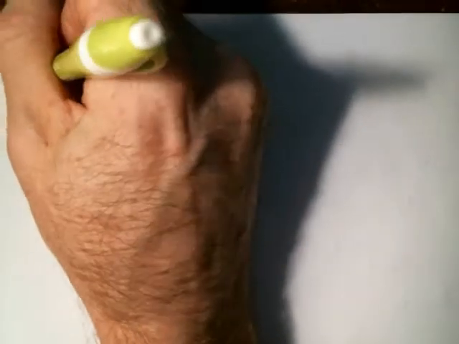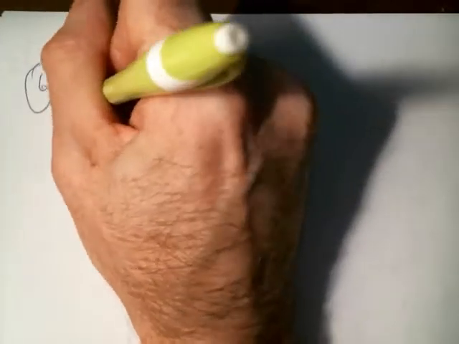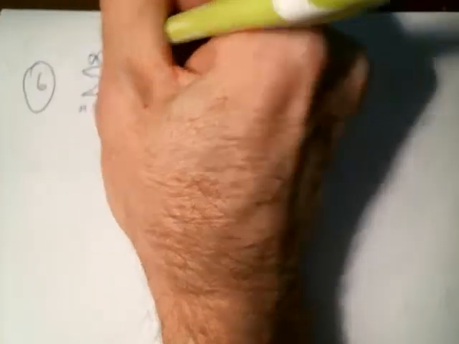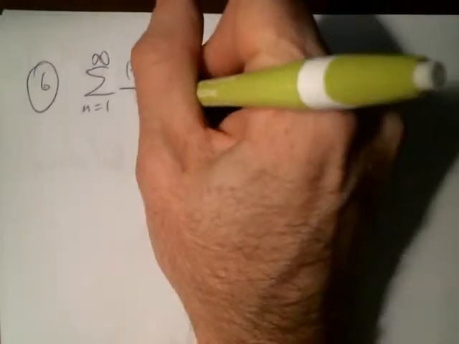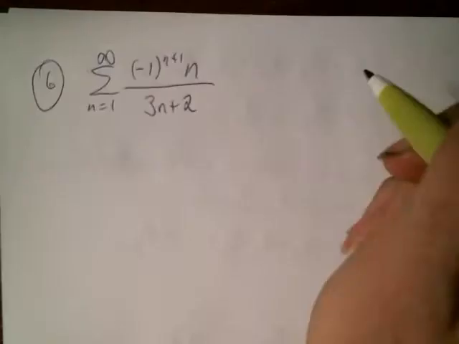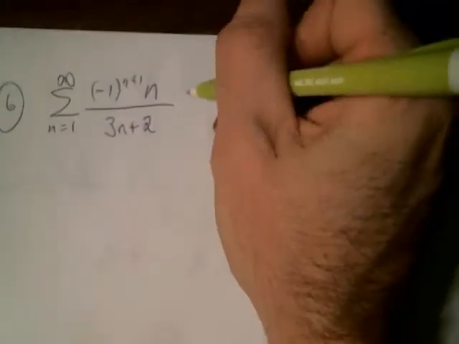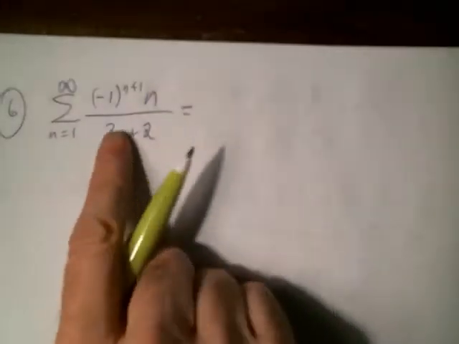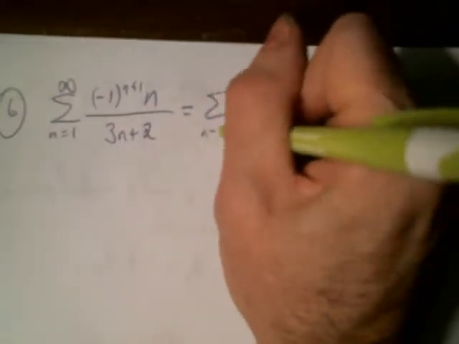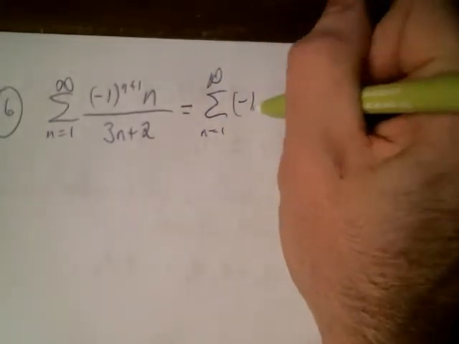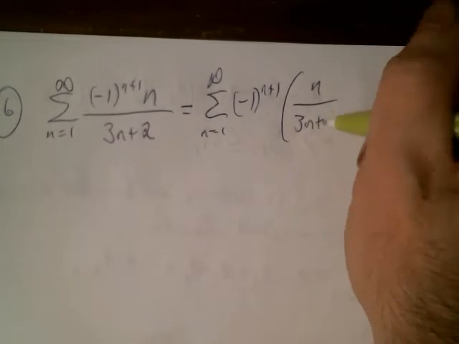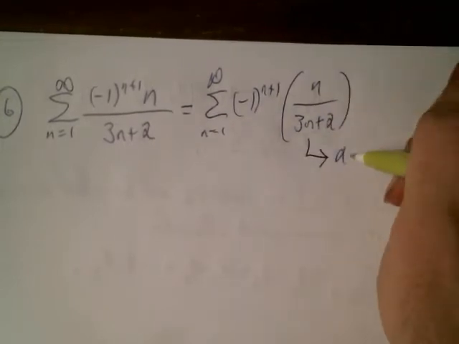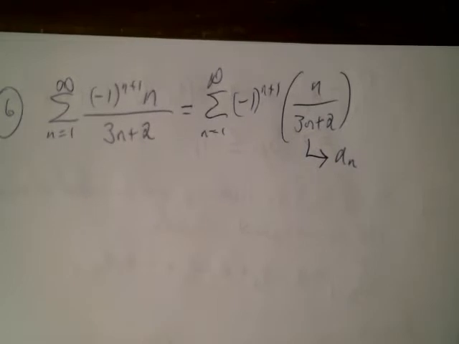So let's look at problem 6. We have the series n equals 1 to infinity of -1 to the n plus 1 times n all over 3n plus 2. I recommend when you're working with these, you pick out the a sub n part. So this is my a sub n. That's what I'm doing my diagnostic test on.